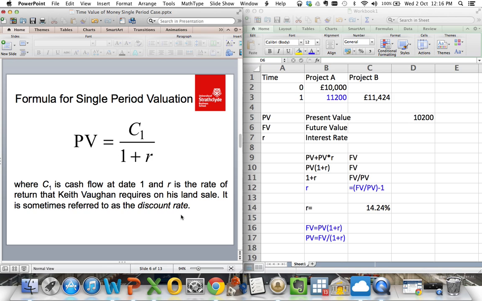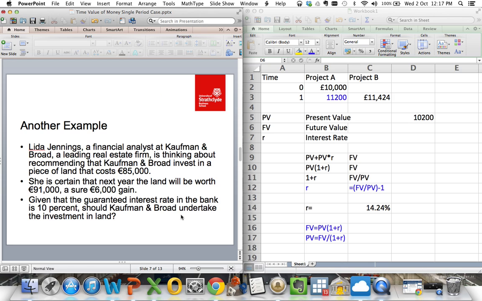The interest rate's always with respect to a bank or some type of loan. The rate of return is usually when you're dealing with present value and you're looking forward. And if you are in time 2 or time 3 and you're looking back, we call it the discount rate. Okay, so let's go on to another example.